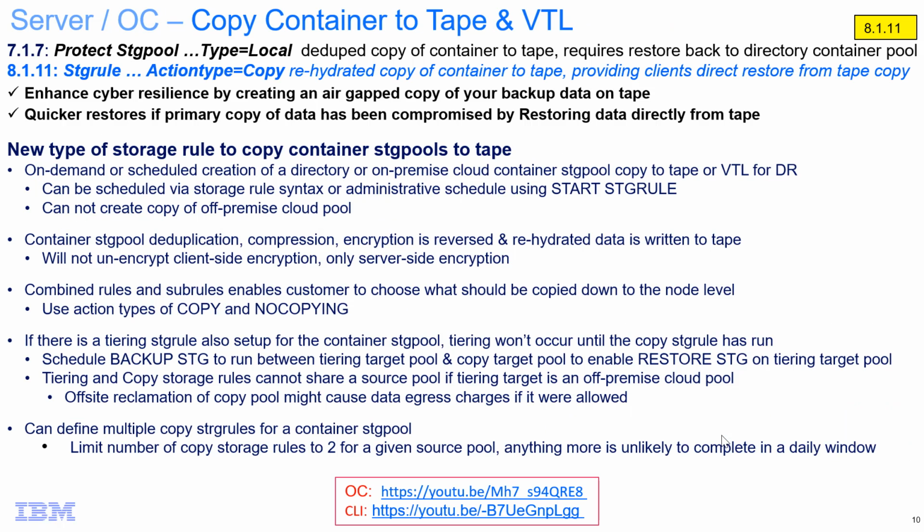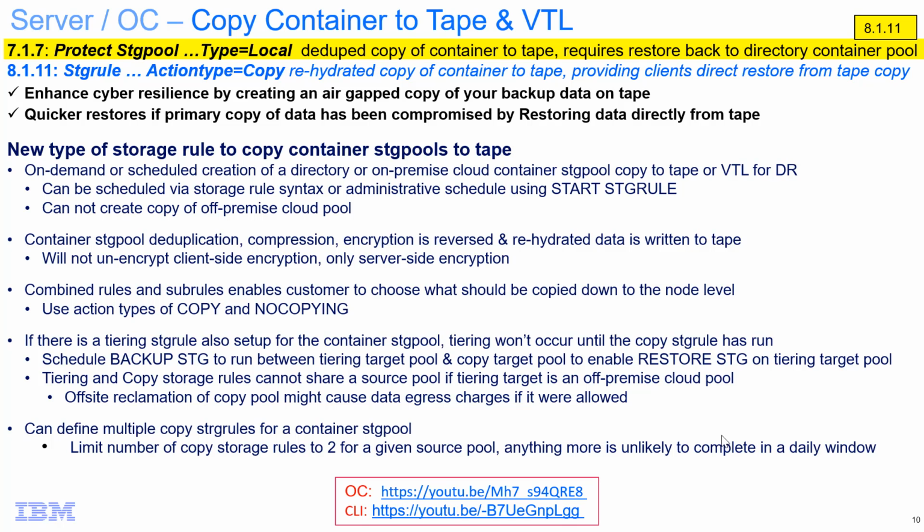One of the features I'm really excited about in this version is our copy container to tape and VTL. As you'll recall back in version 7.1.7, if you wanted to create a copy of a directory container pool, you would utilize a protect storage pool type equal local, and that would generate a copy of a container out to tape. However, back in version 7.1.7, when we wrote to tape for this protect storage pool type equals local copy, we left the data deduped, encrypted, compressed.